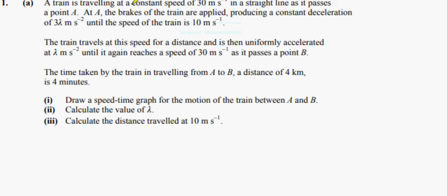Constant speed, 30. Straight line as it passes point A. At A, the brakes of the train are applied. What does that mean about your distance time graph? Does it mean I say, oh, constant velocity first, deceleration second? Read the question really closely. What does it specifically want for me in part 1?